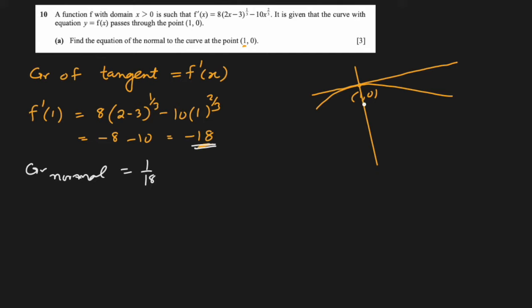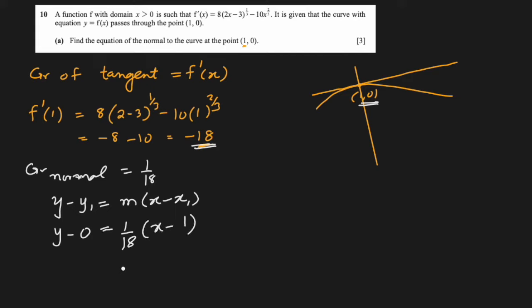And now we can find the equation with the help of this point. The equation of any line is y minus y1 equal to m(x minus x1), where (x1, y1) is a point on the line, and this point lies on the normal. So in place of y1, we will put 0. In place of x1, we will put 1. y and x are the general coordinates on the line. m is 1 over 18.